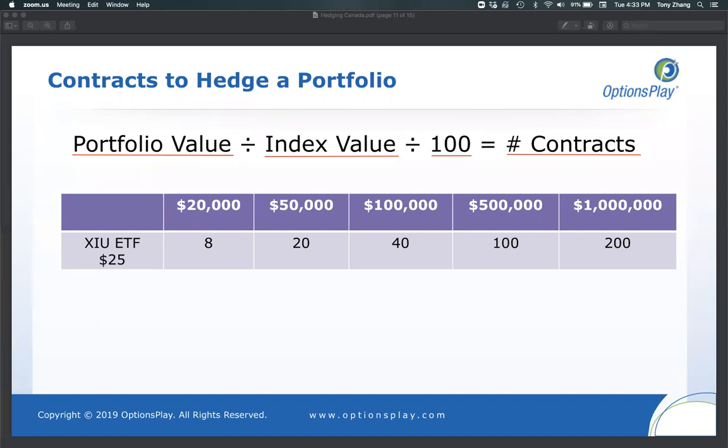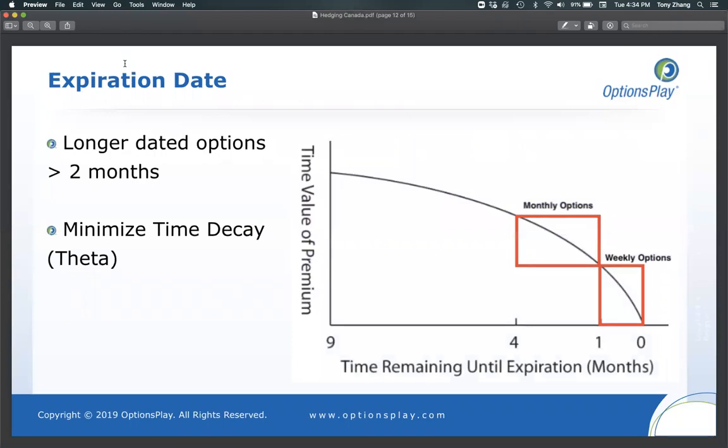So if you have a $20,000 portfolio, you take $20,000 divided by the $25 that the ETF is trading at, divided by 100, and you'll see that you need to trade roughly 8 contracts. Depending on the various portfolio sizes, you're going to need more and more contracts in order to hedge your portfolio. But it's a very simple calculation. Like I said, you don't have to memorize this. OptionsPlay actually does these calculations for you.